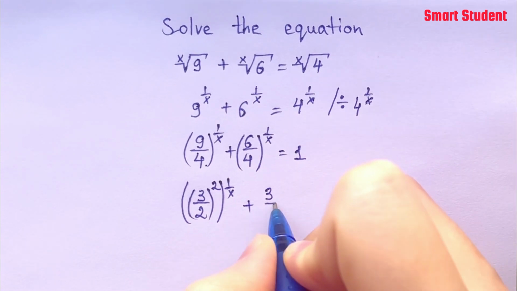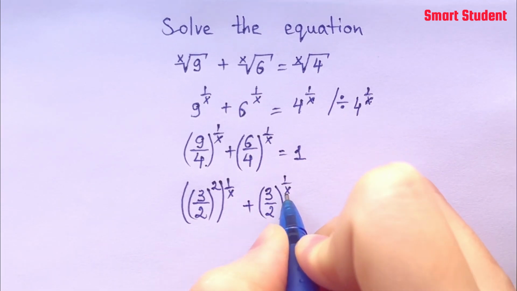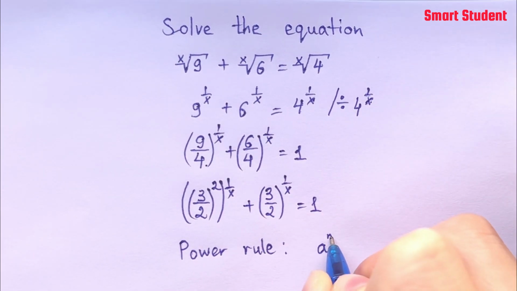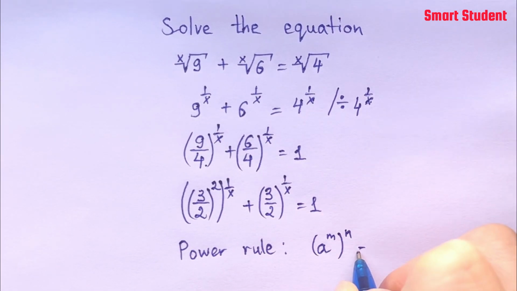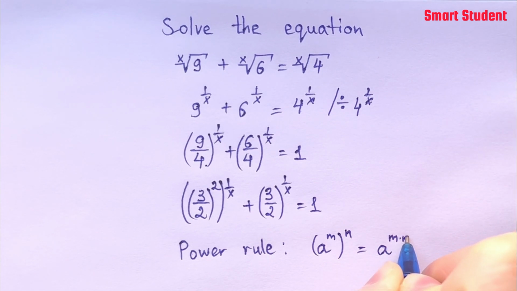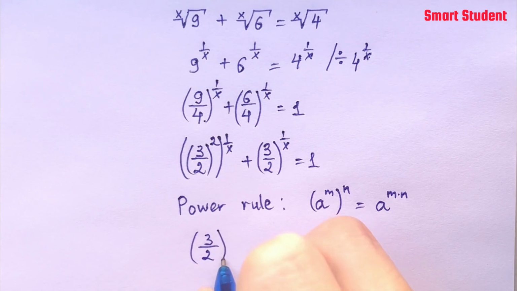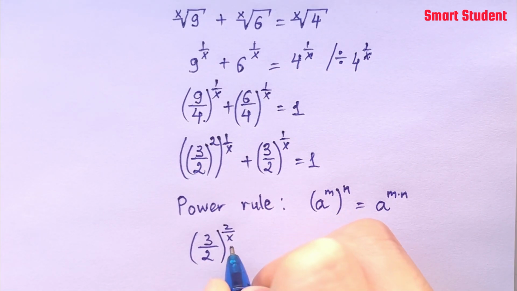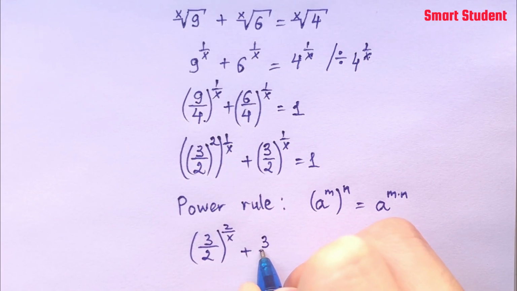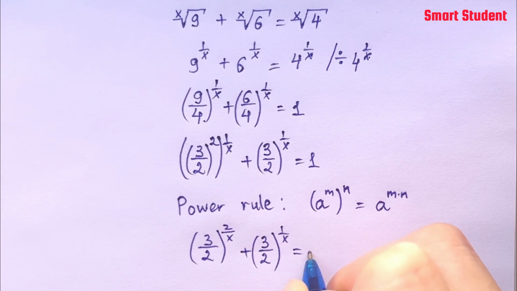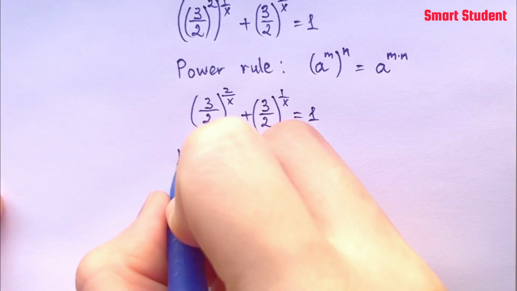Six over 4 can be written as 3 over 2. According to the power rule, (a to the power of m) to the power of n equals a to the power of mn. So now we can write (3 over 2) to the power of 2 over x plus (3 over 2) to the power of 1 over x equals 1.